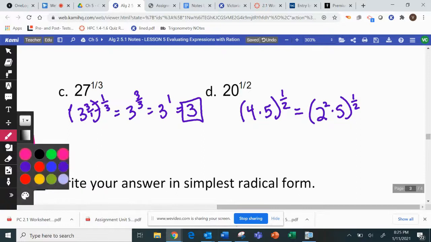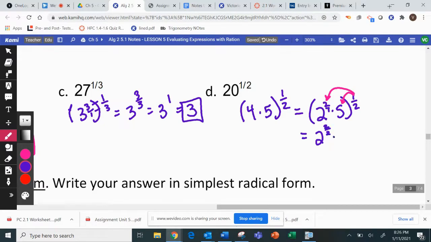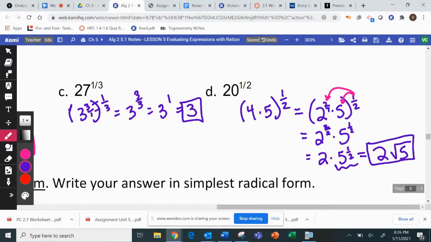So at this point, I'm going to multiply each exponent by the power on the outside, and I will get 2, let's put that over 1, multiply straight across, to the 2 over 2, multiplied by 5 to the 1 over 2, which is 2 to the first, multiplied by 5 to the 1/2. The directions say to write this in radical form, so I'm going to change this back to a square root because it does not simplify any further. So 2 multiplied by the square root of 5 would be the answer to that.